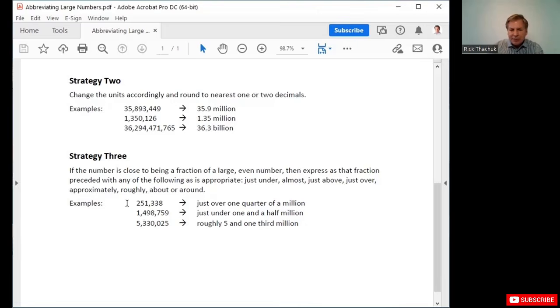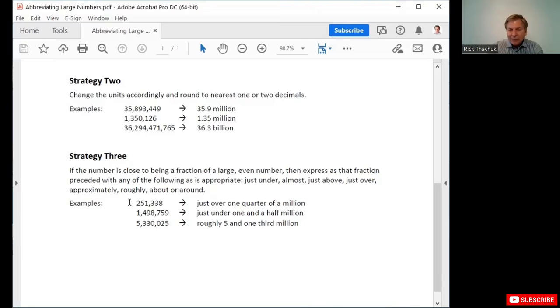This number, 251,338. Well, that's not close to an even number like 200,000 or 300,000. It's not close to that. But I notice that this is close to 250,000. And 250,000 is 1/4 of a million. And if I say to someone 1/4 of a million, they immediately know what that number is. So I'm going to use that as our reference.